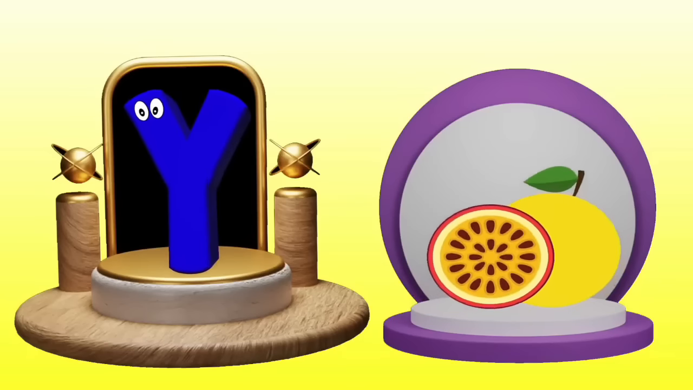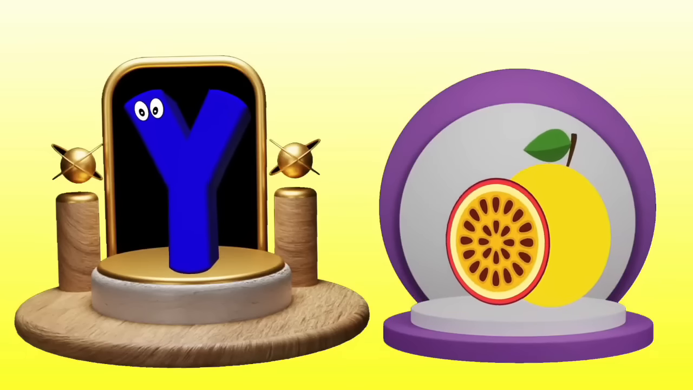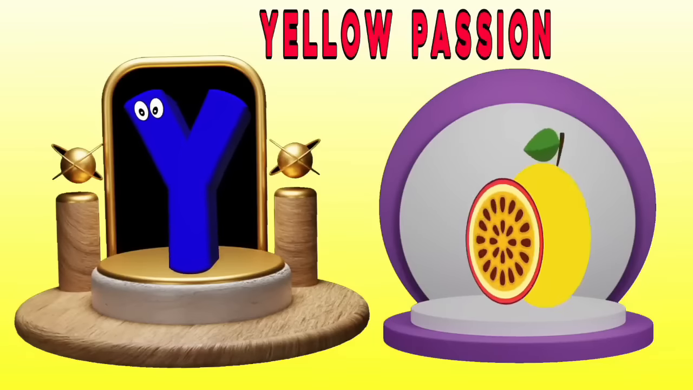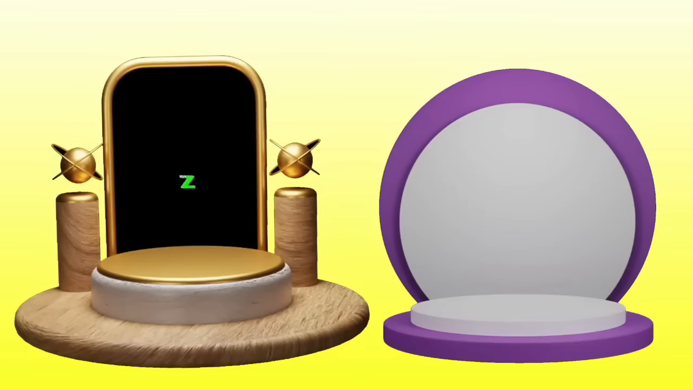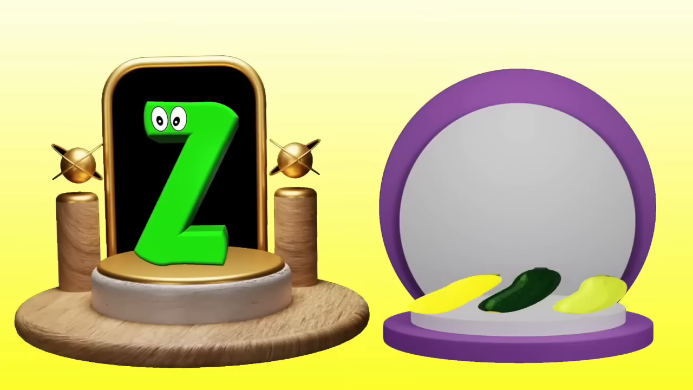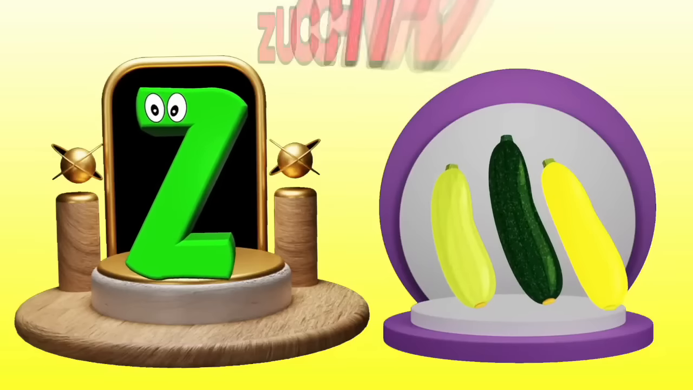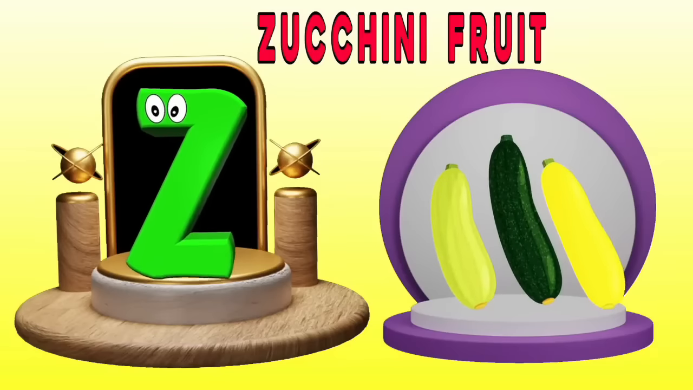Y, Y for yellow passion fruit. Z, Z for zucchini fruit.